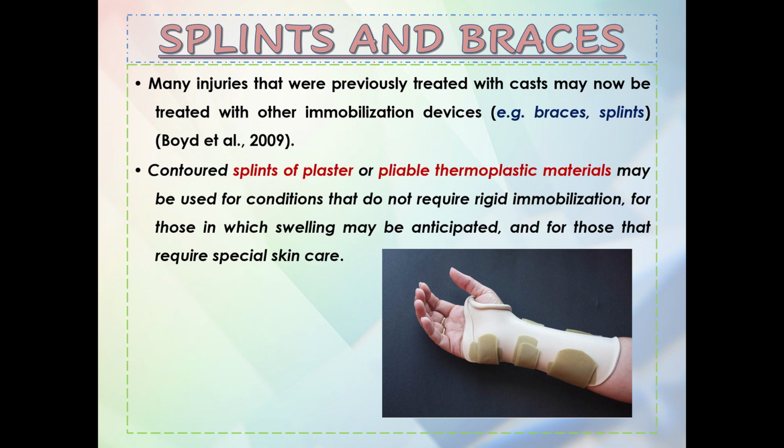Contoured splints of plaster or pliable thermoplastic material may be used for conditions that do not require rigid immobilization, for those in which swelling may be anticipated, and for those that require special care. So ito yung mga time or conditions kung kailan tayo pwedeng gumamit ng splints and braces. Okay? Kung yung affected body part naman do not require rigid immobilization, tapos kung magsuswell, there is an anticipation na baka mag-swell yung body part, at saka if it requires a special care, so we can use splints and braces na lang instead of cast.